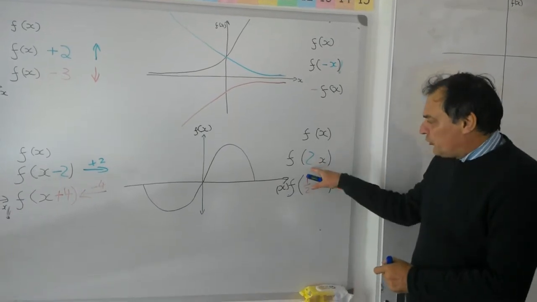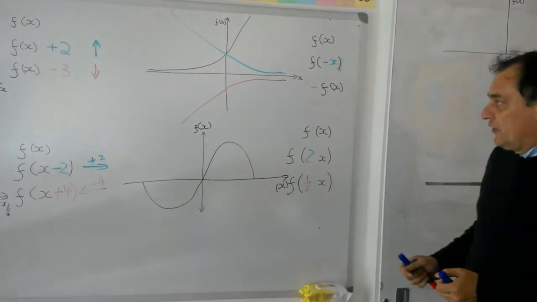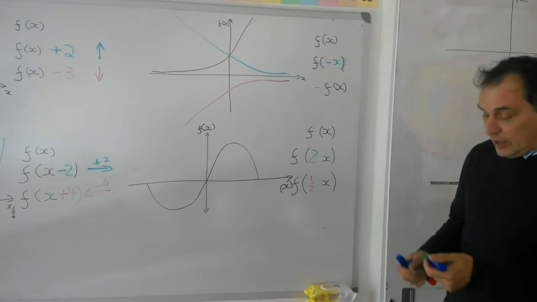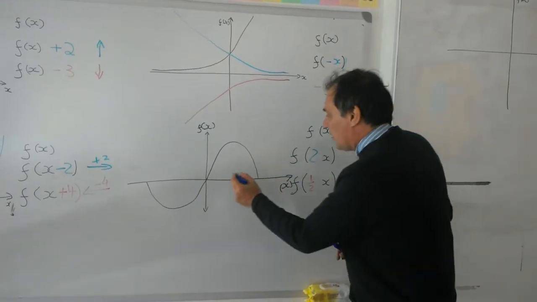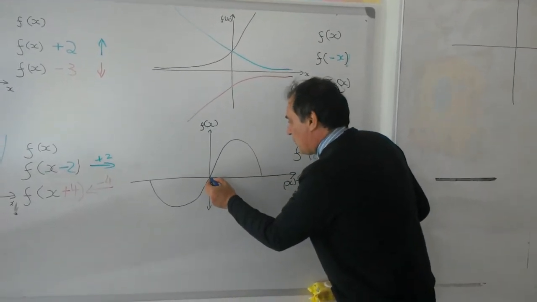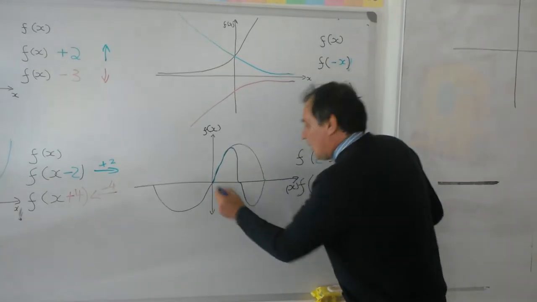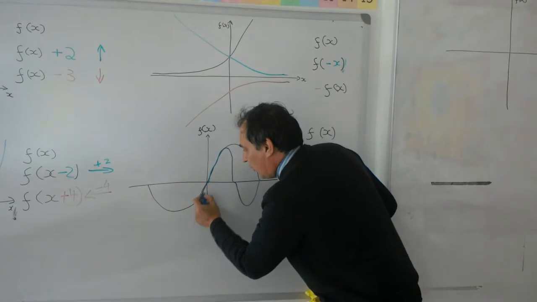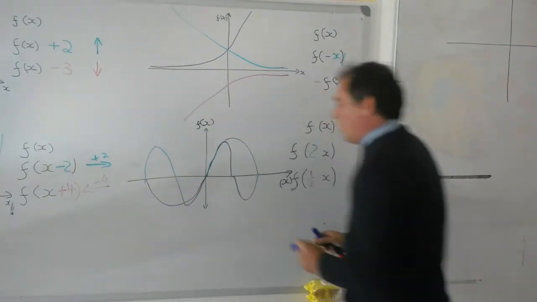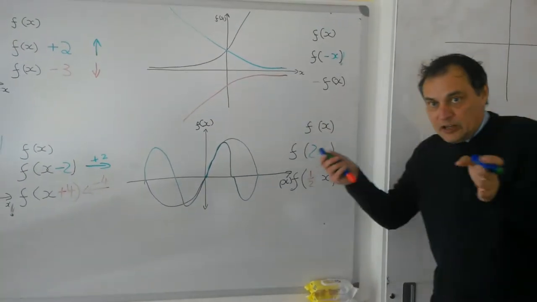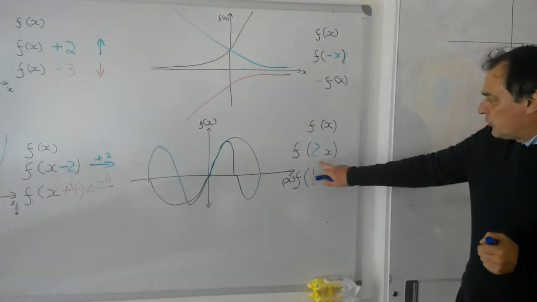So we've got a 2 inside the bracket this time. So f(2x). What it means is the pattern repeats twice within one cycle. So there, twice within one cycle. So it's 2 drops, a bit like frequency graphs.